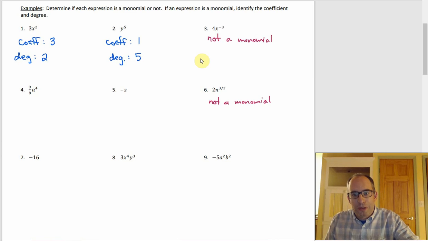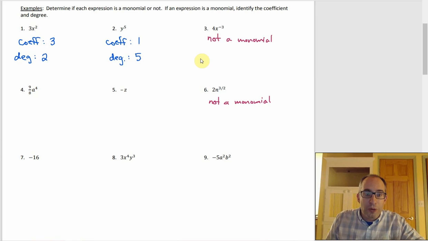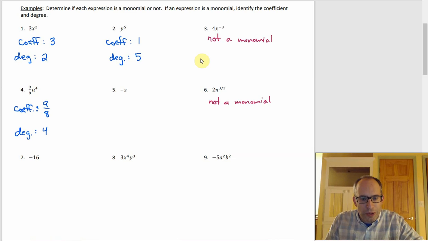3, don't have to do anything. 4, we have a coefficient that's not an integer. That's fine. Your coefficient can be something that's not an integer. So the coefficient here is 9/8. That colon didn't turn out so well. That's a little better. And then the degree is going to be 4, since we have a to the 4th.